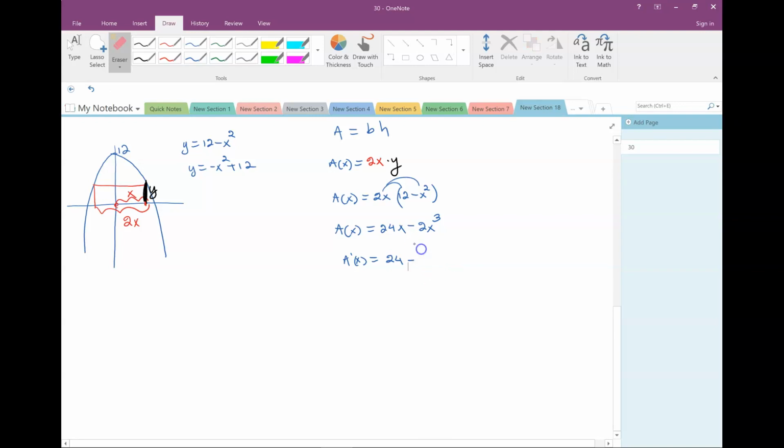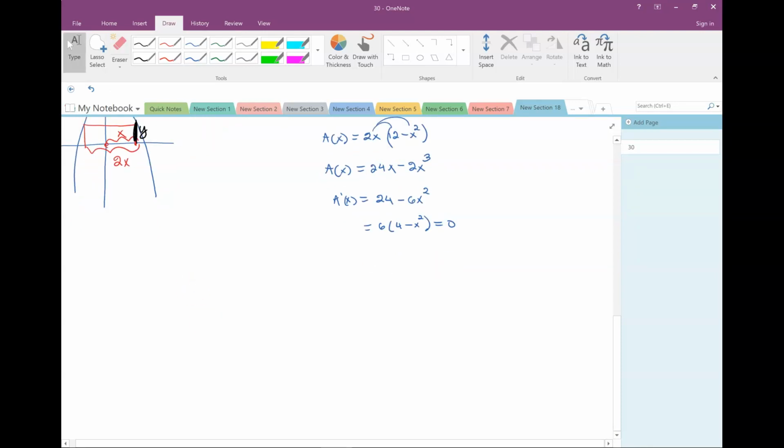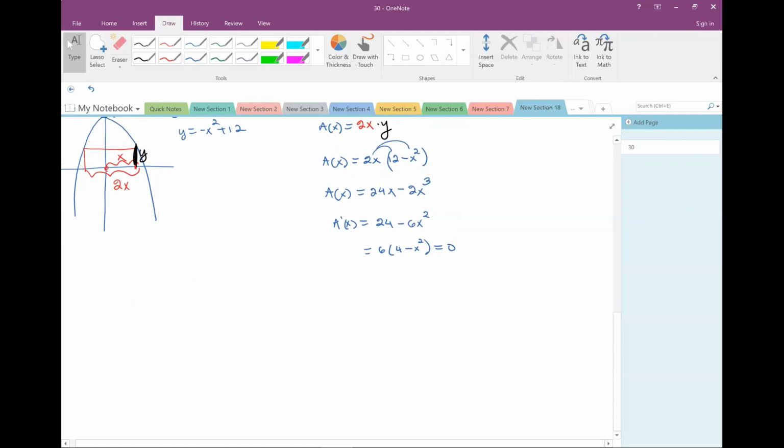Oh, 6x squared. Okay? Now we're going to set that equal to 0. But what can we factor out of this? So we get 4 minus x squared equal to 0. Okay. So 4 minus x squared equals 0. What's x? Plus or minus 2.